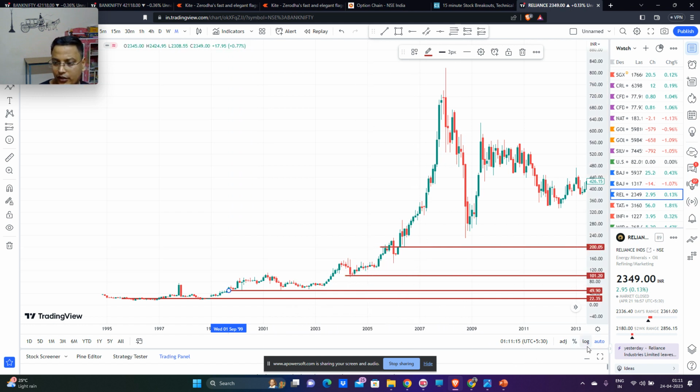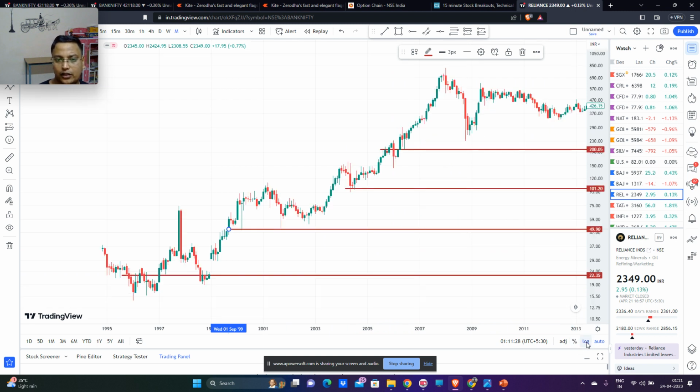But since we are using a normal scale, is this proportionate? It doesn't look proportionate. Look, this distance is so less, this is so more. So in that case, if I convert it into logarithm scale, I click over here and look. Now look, all the distances are equal. Are you getting me? So we use the logarithm scale when the price movement is more than 100%.